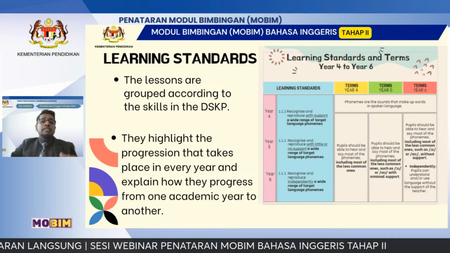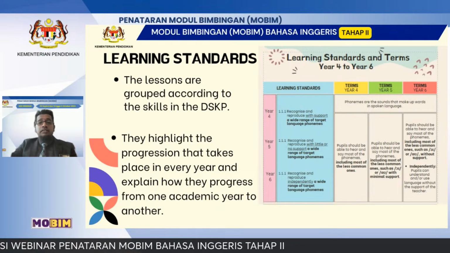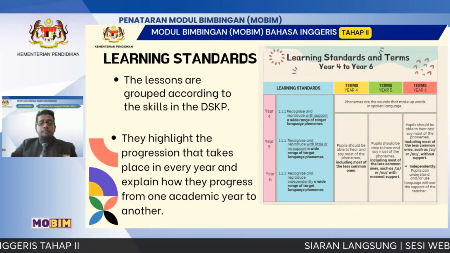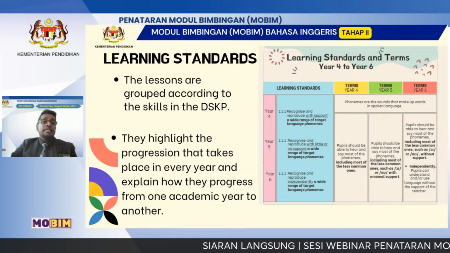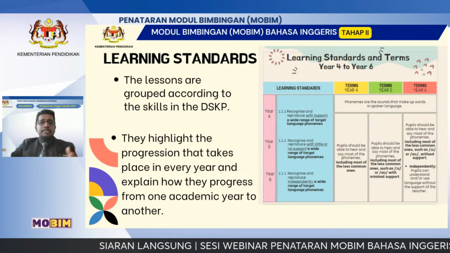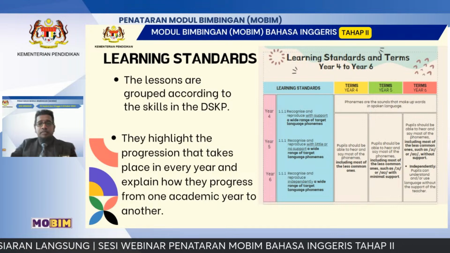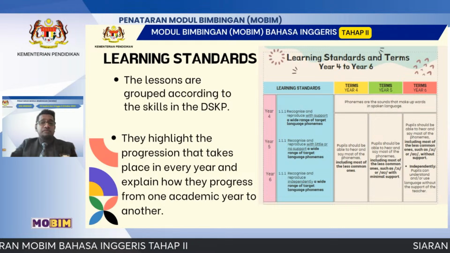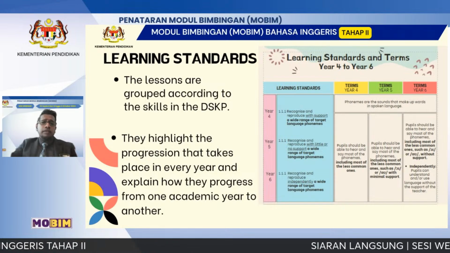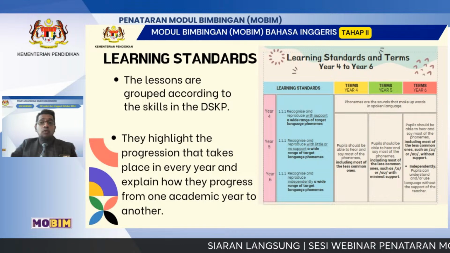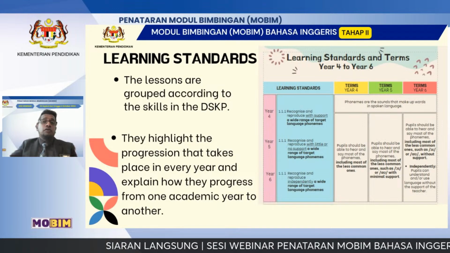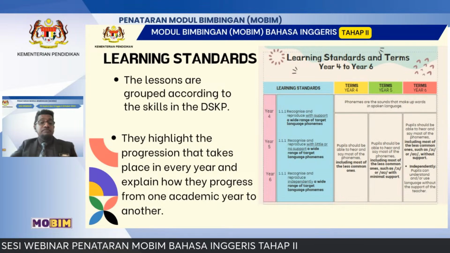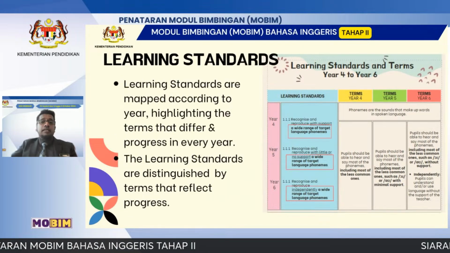You'll find the lessons being thoughtfully organized based on the can-do statements outlined in the TSKP. And they highlight the progression made each year while clearly outlining the differences among them. If you take a clear look at the learning standard in the image, it focuses on learning standard 1.1.1 for year 4, year 5, and year 6. Without this mapping, it is not easy for us to see how each learning standard is made to progress from year to year. The learning standard in each year actually differs in terms of how it is described and what is expected of the pupils.